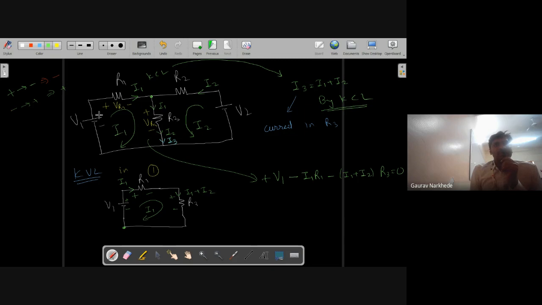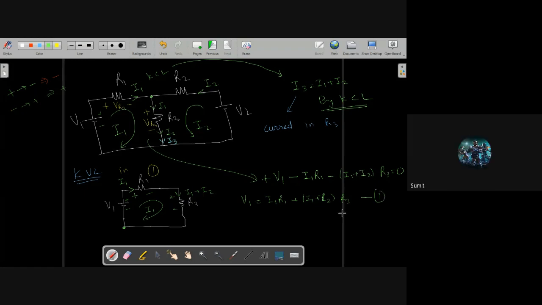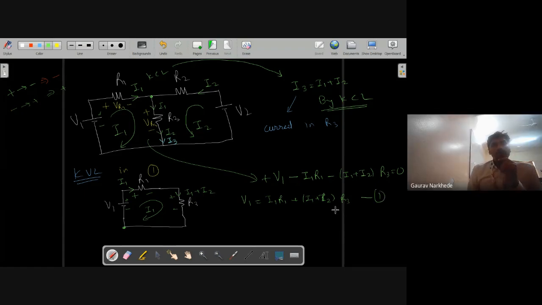So I am writing this equation: plus V1, minus VR1, the voltage drop across R1, which is I1 into R1, minus VR3. What is the voltage drop across R3? The current through R3 is I3, which is I1 plus I2, into R3. Therefore I can write V1 equals I1 R1 plus (I1 plus I2) into R3. So this is equation number 2. Am I correct?